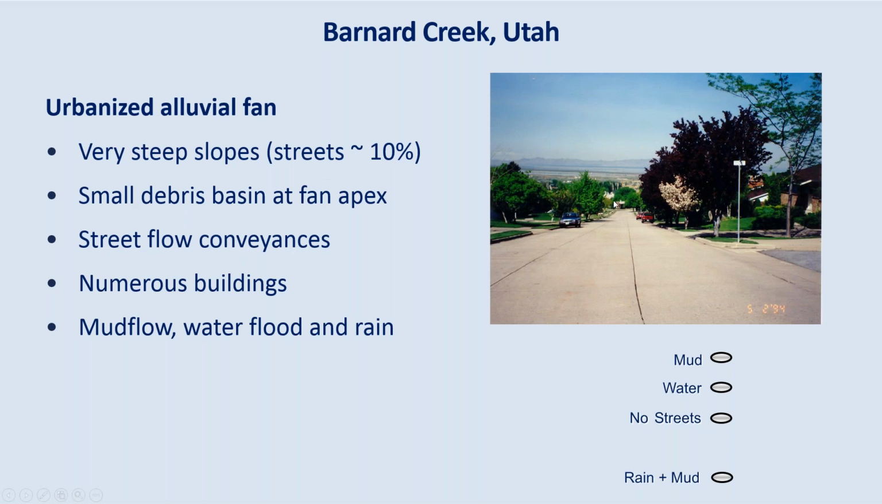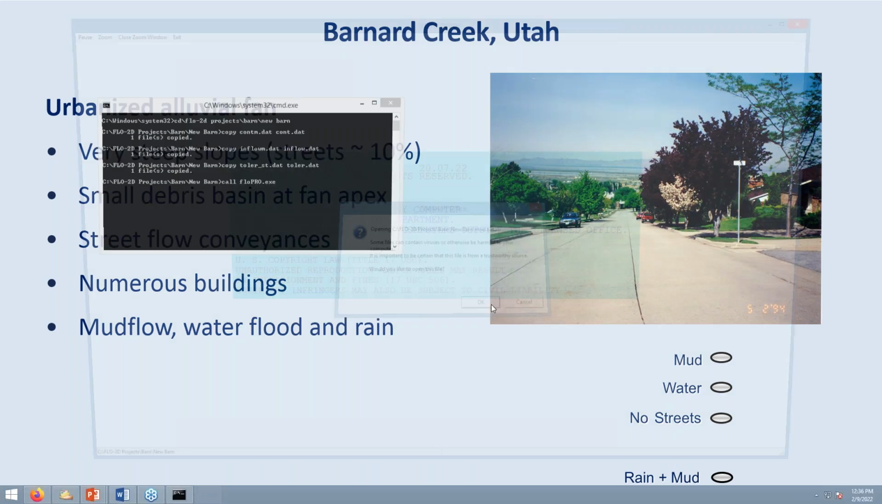So you can see this street's really steep. It's on the order of 7 to 10% slope. So it roars down this, any mud or debris flow event or mud flood event will come down this street fairly quickly. So I'm going to show you this simulation. There are very steep slopes. There's a very small debris basin that I let fill at the fan apex first and then come over. There's street flow conveyances. Some of the buildings help to keep the flooding confined to the street. And then I'll show you what happens if you do water, flood, and rain. So hopefully this will just run for us.